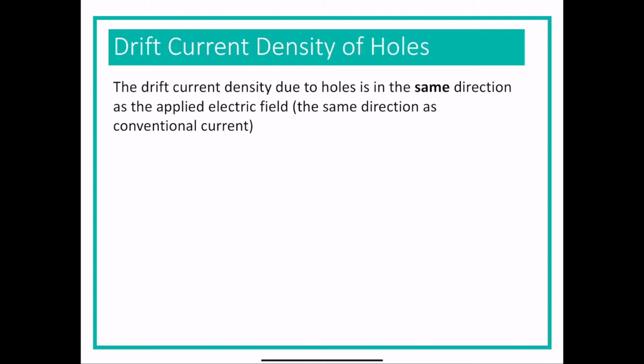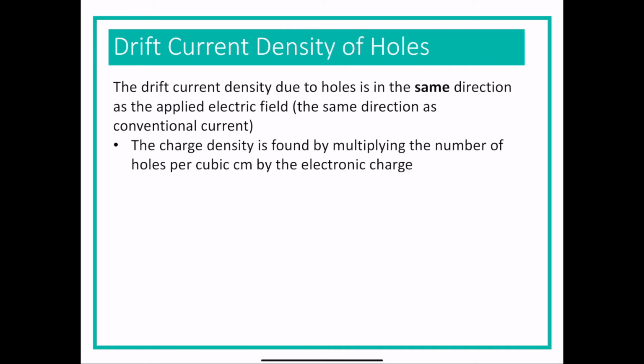the drift current density of holes, or due to holes, is in the same direction as the applied electric field. So, in other words, if you apply an electric field, the way you would expect current to flow, which is conventionally from plus to minus, is the way that holes flow, because conventional current is opposite to electrons, so holes flow opposite to electrons, so they flow the same direction as the electric field.